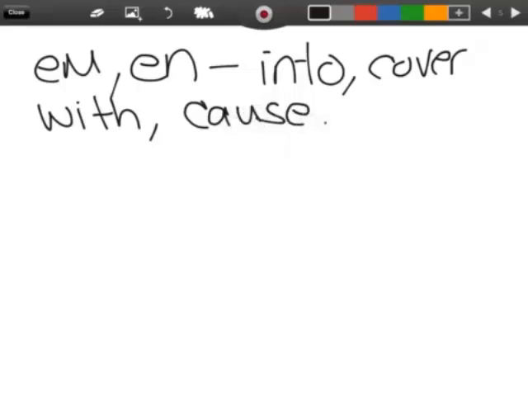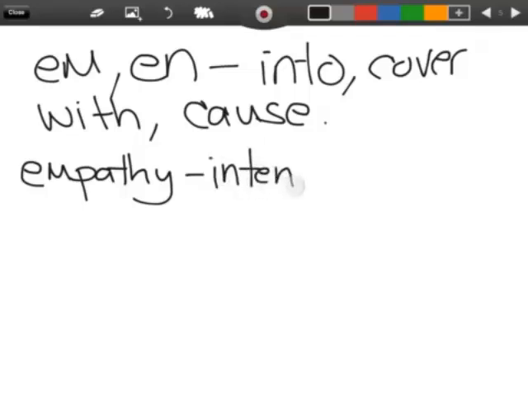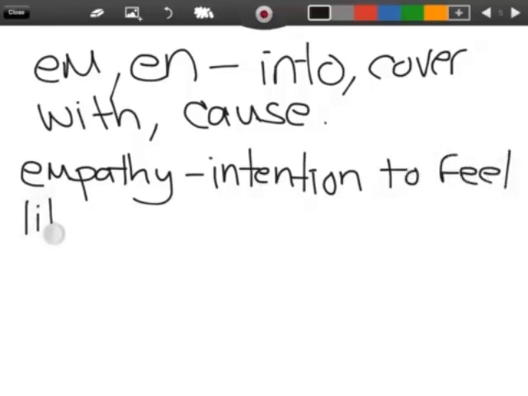Let's go ahead and give an example here. I'm going to give the word as an example. It's going to be empathy. And that means intention to feel like another person.